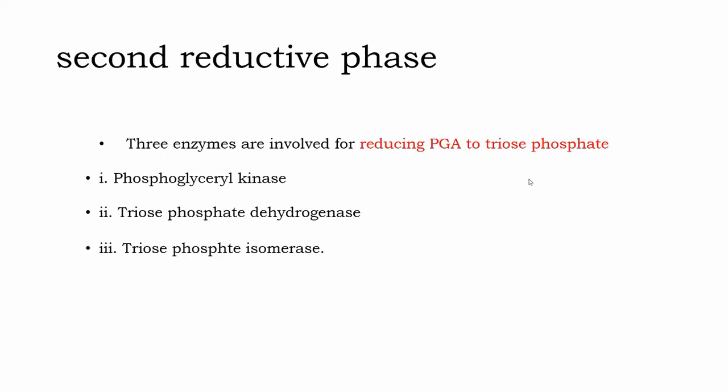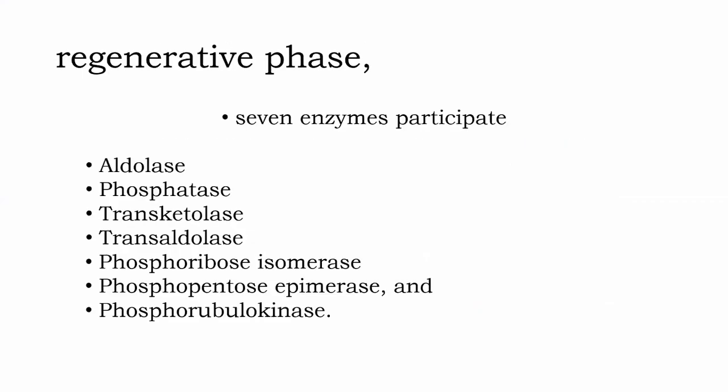In the second reductive phase, I have already told you, it is a reducing phase. Here there are 3 enzymes: phosphoglycerate kinase, triose phosphate dehydrogenase, and then triose phosphate isomerase. So in the first phase 1 enzyme, second phase 3 enzymes, and the third phase 7 enzymes. So totally how much? 7 plus 3 plus 1, 11 enzymes are involved in the Calvin cycle in 3 different phases.